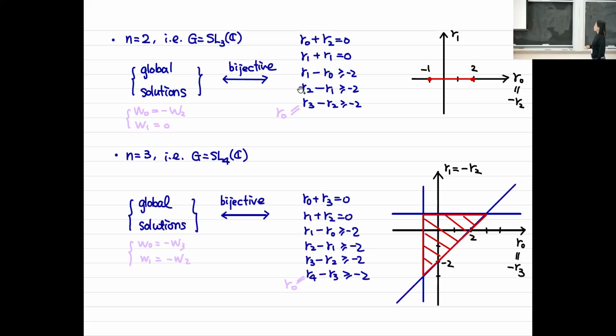Now, if you look at n equals 3, which is SL4C, then you start to see this polytope appearing. w0 is minus w3, w1 is minus w2, and on the right-hand side, with all these inequalities, now you have this closed triangle, including the boundary. So this is a convex set appearing.